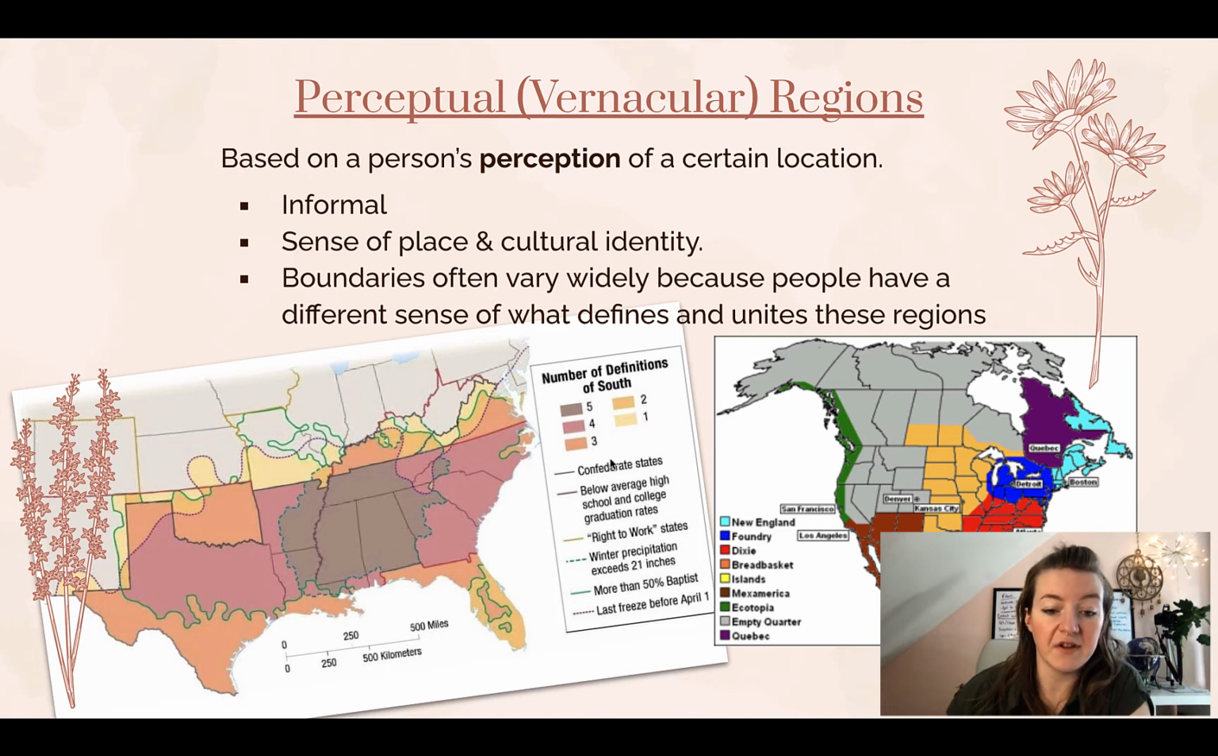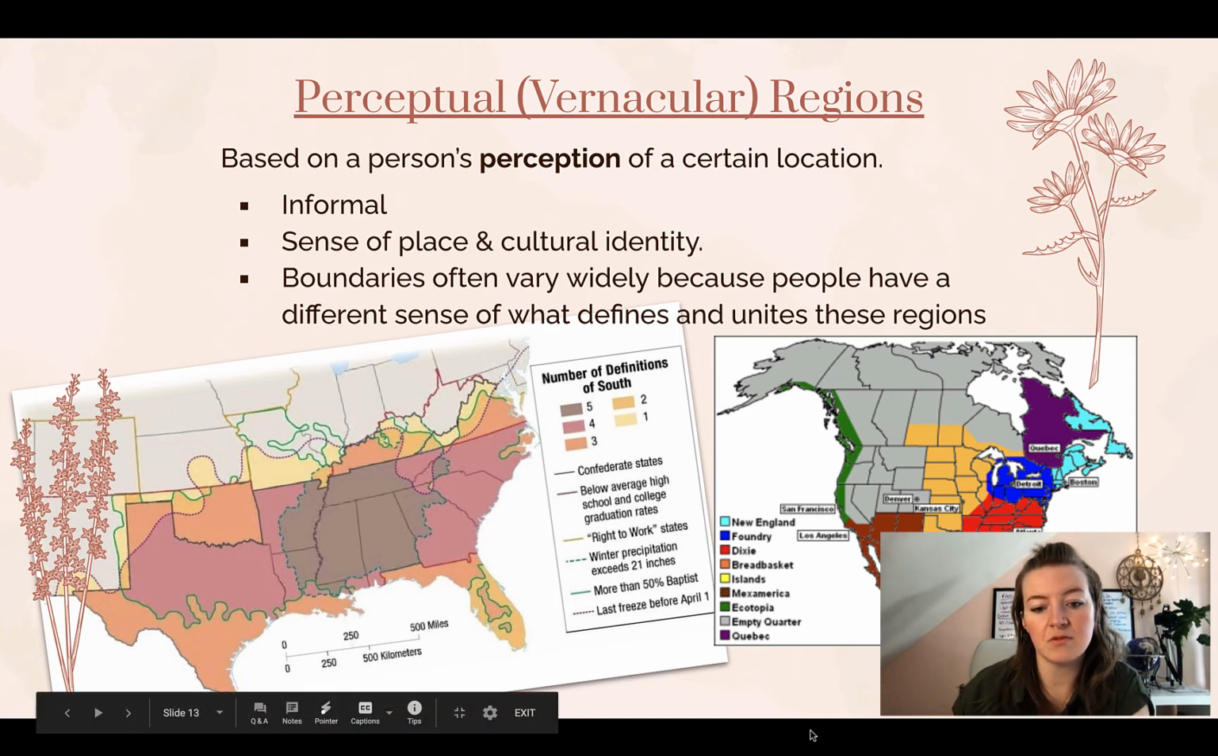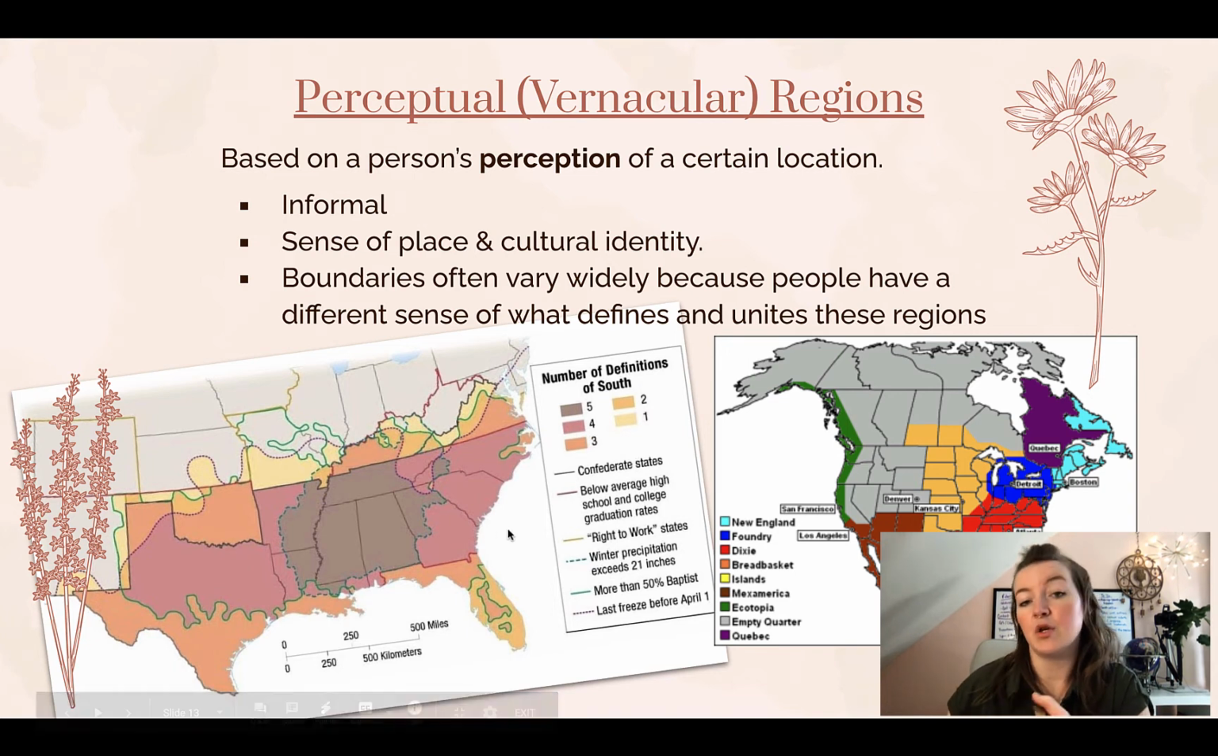So we see Confederate states, we see below average high school and college graduation rates, we see right to work states, we see winter precipitation exceeding 21 inches, we see more than 50% Baptist, we see last freeze before April 1st. And all of these are ways in which we might separate the North from the South, or the South from some other region. All of these are valid characteristics. It really just depends on what is your perception of the South.